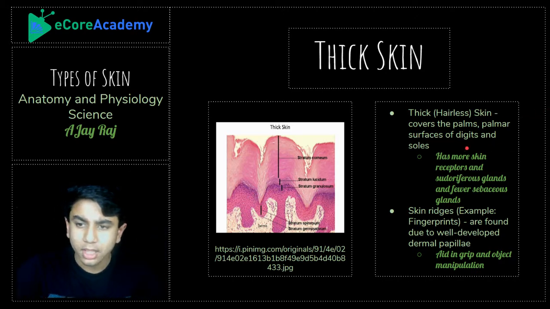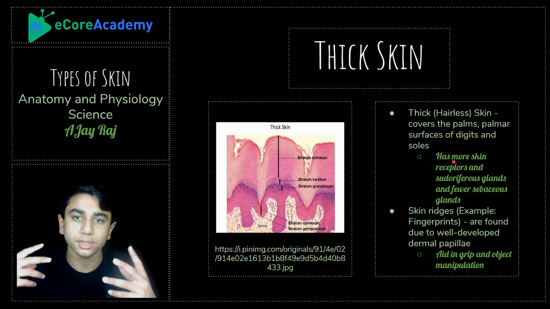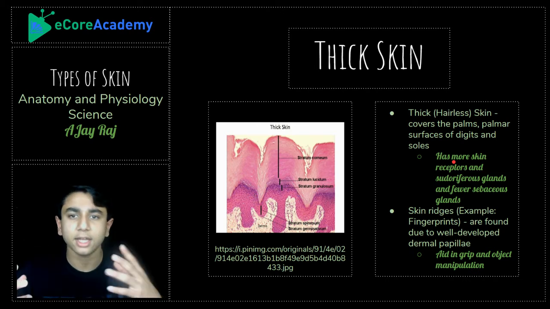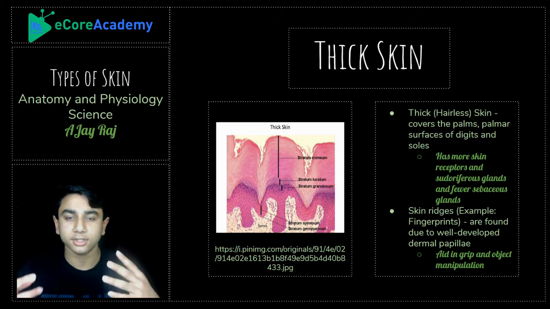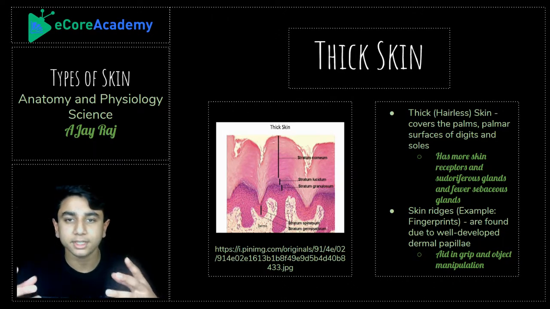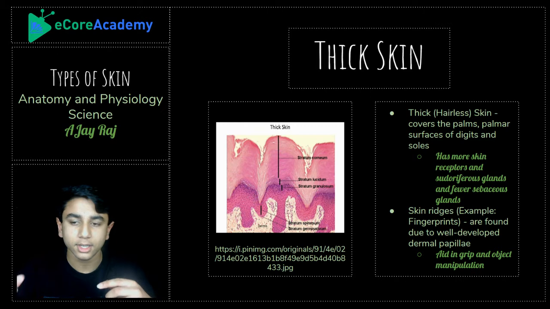And thick skin has more skin receptors and serodiferous glands and fewer sebaceous glands. So what that means is basically thick skin has more skin receptors and serodiferous glands, so those two go hand in hand. Skin receptors are basically our sensation to touch. These are receptors that include Merkel discs, tactile receptors, Meissner corpuscles, and so on and so forth. So these are sensations to touch. So you're much more sensitive to sensations and touch since they're more located in thick skin.